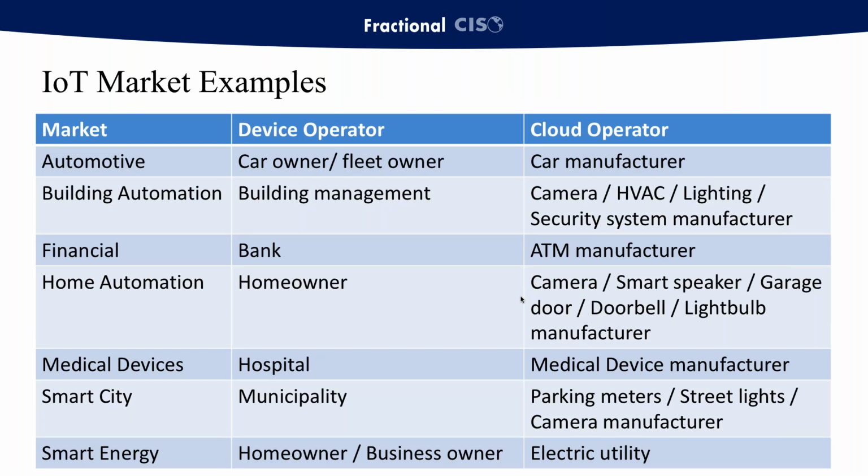All right, so up until now we've been talking about IoT in an abstract way. So let's really tie it to what market you're in. So you could be in the automotive market, or building automation, or financial, or home automation, or medical devices, or smart cities, or smart energy. And in those verticals, there's kind of two sides. There's the device operator. So in automotive, for instance, the device operator is the person who's operating the car or fleet of cars. And then there's a cloud operator. In that case, that might be the car manufacturer, right? And so for each of these vertical markets, that's the same thing.